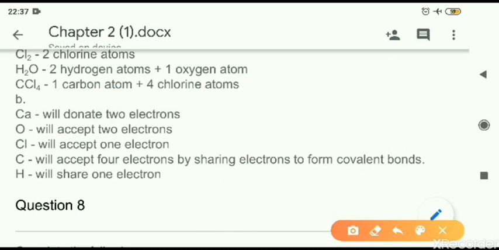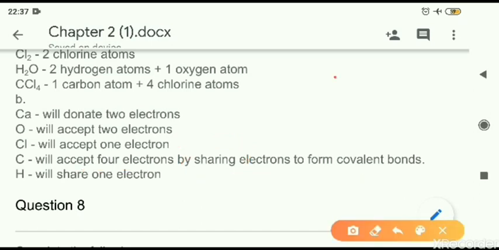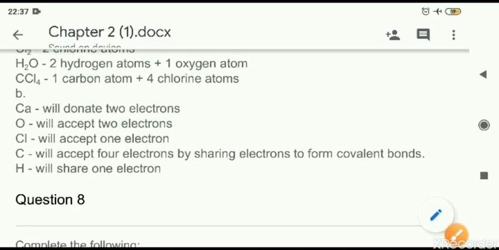Next, carbon: we already know it forms covalent bonds and its valency is 4, so carbon will accept 4 electrons by sharing. It will share electrons and form covalent bonds. Next, hydrogen is already having 1 electron. It will accept 1 more electron from some other atom, so it will also share 1 electron. That is all for this question.